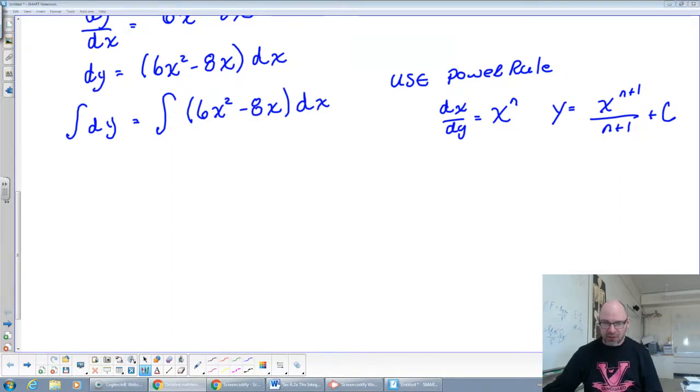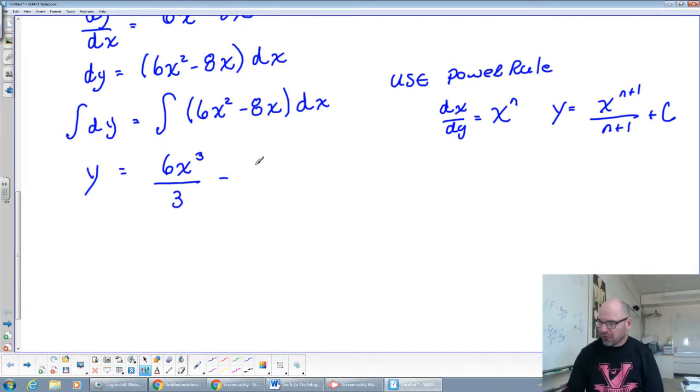Okay, so we are going to integrate. The integrating of this is just y, because it's just dy, equals integration of this. That's going to be 6x squared, 2 plus 1 is 3, over 3, minus 8x, okay, 1 plus 1 is 2, over 2, plus c for the constant.